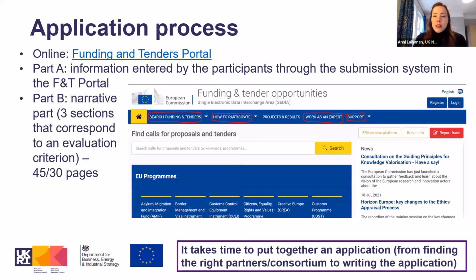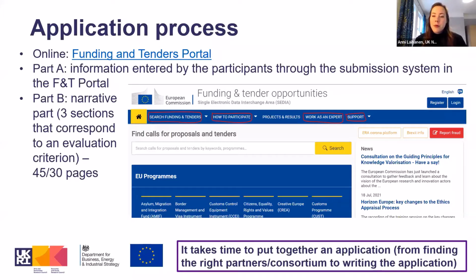So the actual submission includes two parts. Part A refers to the parts that get entered through the submission system in the Funding and Tenders portal, and that includes basic information about the application. And part B is the narrative part. So there are 3 sections that each correspond to an evaluation criterion. And I will actually go through these in a second briefly. And the page limit is 45 or 30 pages, depending on the specific call topic that you are applying to.